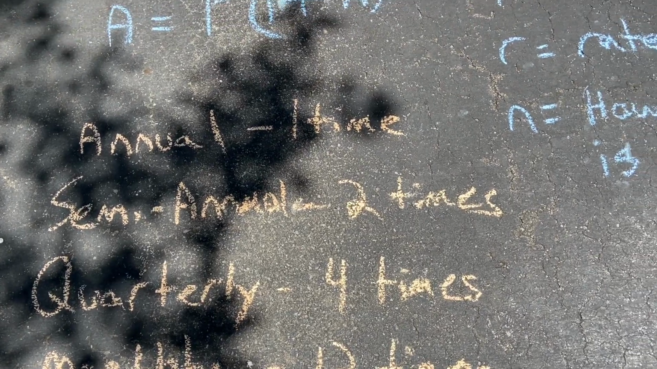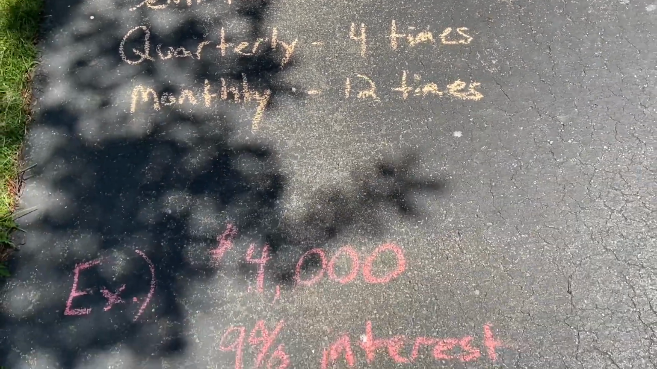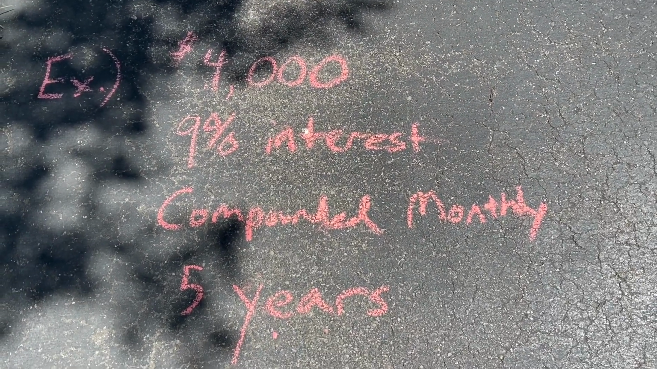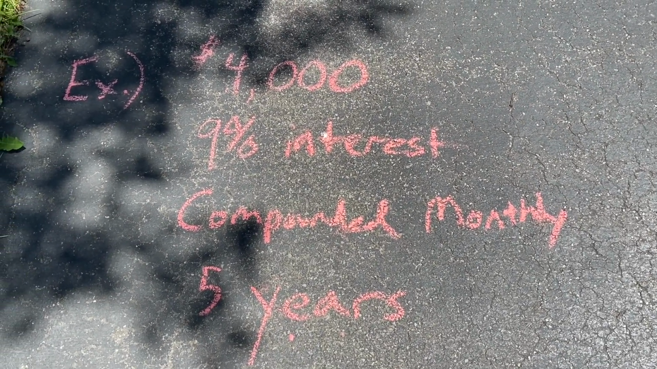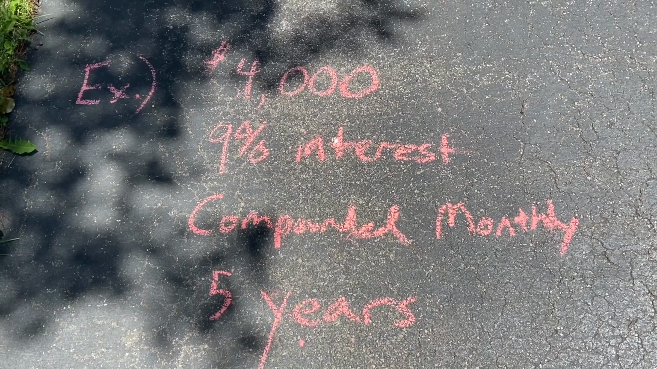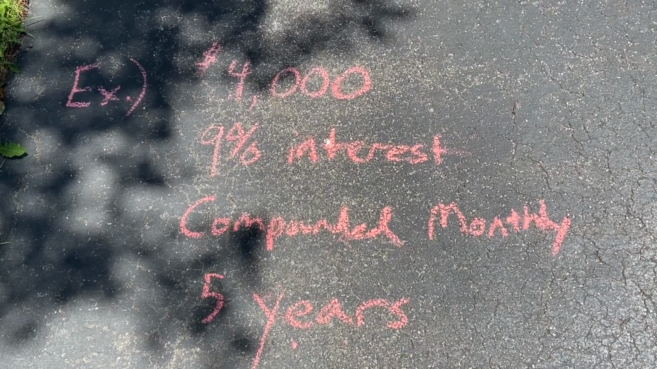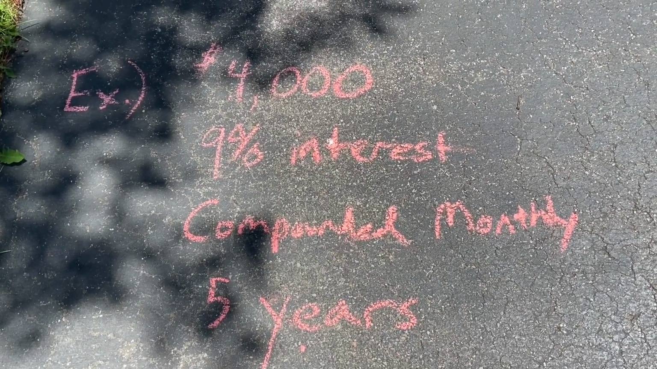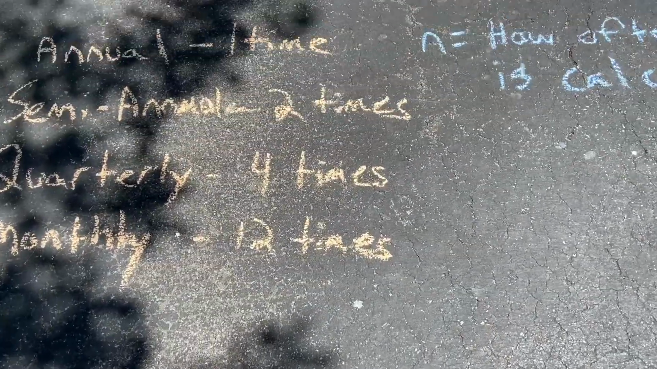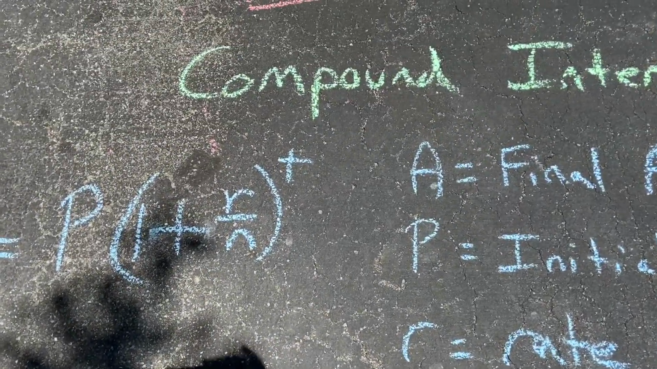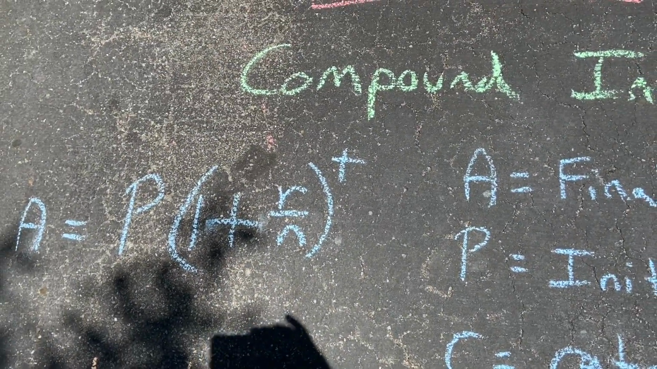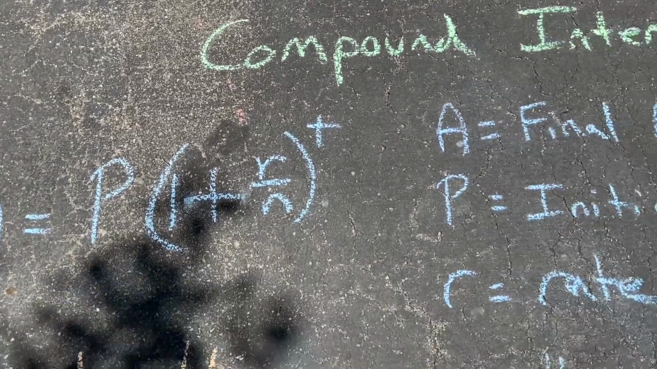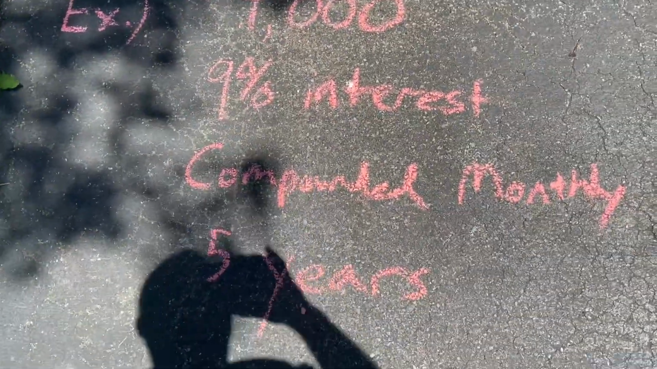All right, so now let me go ahead and show you our first example. Let's say you had $4,000 and you invested it into an account at 9% interest, compounded monthly for 5 years. Oh, by the way, let's go back up here for a second. I forgot to write down that your T value is time. I hope we could probably figure that out, but T is time in that formula. So you need to know the time as well. All right, so 5 years.